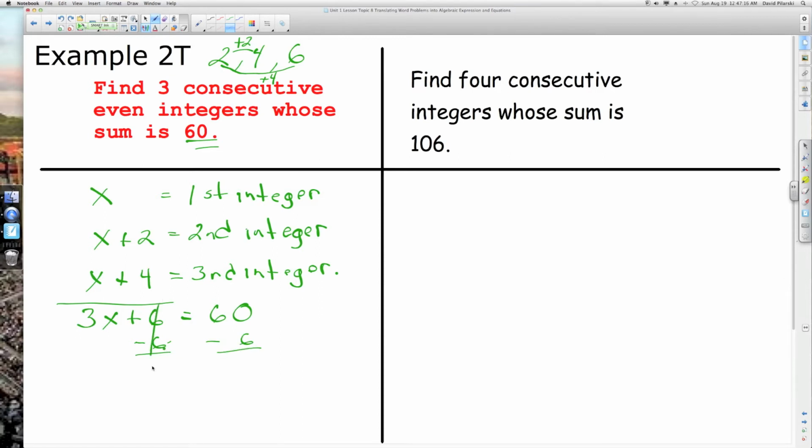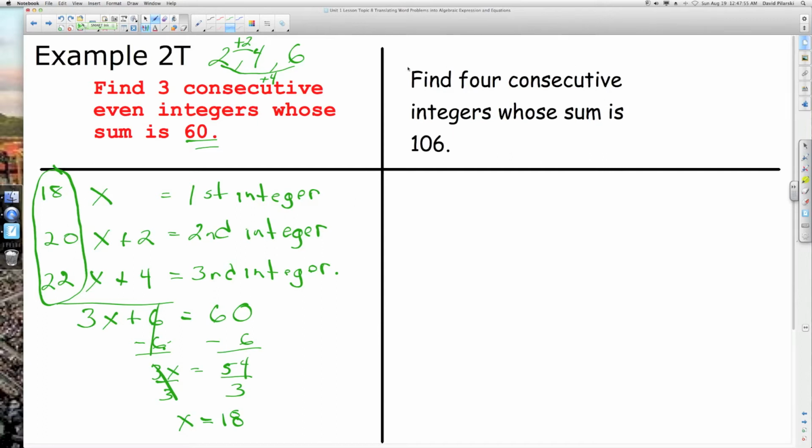6's on the left cancel, leaving us 3x equal to 54. 60 take away 6 is 54. Dividing each side by 3, x is equal to 18. Now, we want to find all 3 of those, and if the first number is 18, the second number is 20, and the third number is 22. So our 3 consecutive even integers whose sum is 60 are 18, 20, and 22.